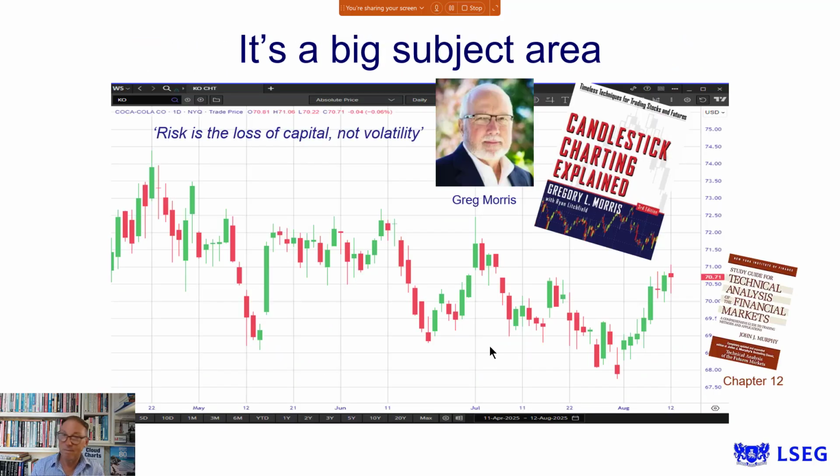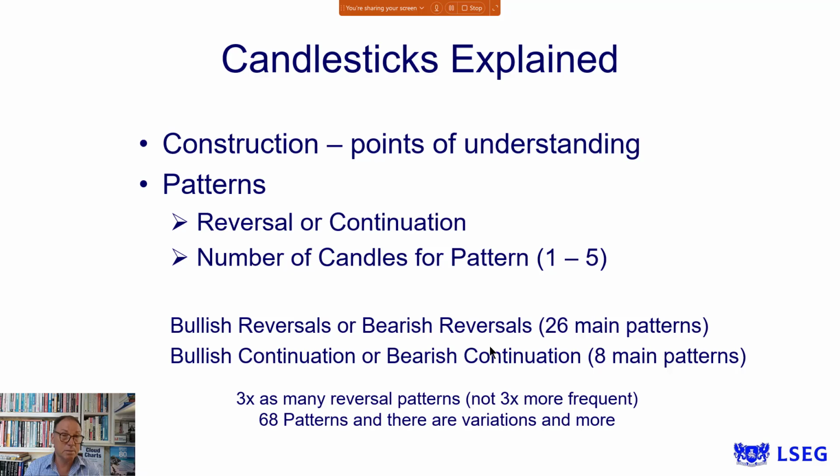The book that I most like is Candlestick Charting Explained by Greg Morris, and there is actually in the Murphy book a chapter on candlesticks, and it has all the candle patterns in there. This chapter was actually written by Greg Morris. Candlesticks are primarily about patterns, and those patterns can be a number of candles from 1 candle through to 5 candle. And the key point is, are they a reversal pattern or a continuation pattern?